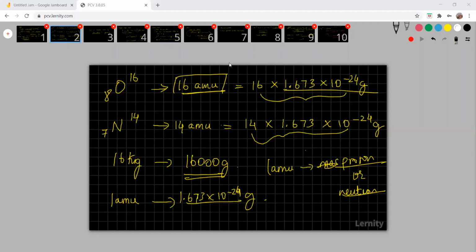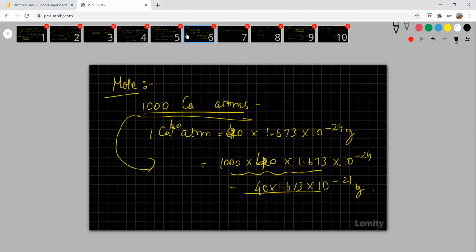Yes, ask your doubt. Ma'am, in 1,000 calcium atoms, we multiply by 1,000, why will the power change? Obviously, it will change. 1.10 power minus 24 into 10 power 3. What do you get?